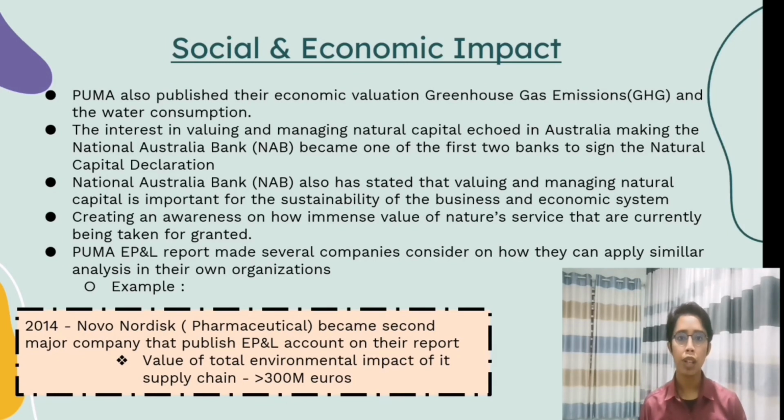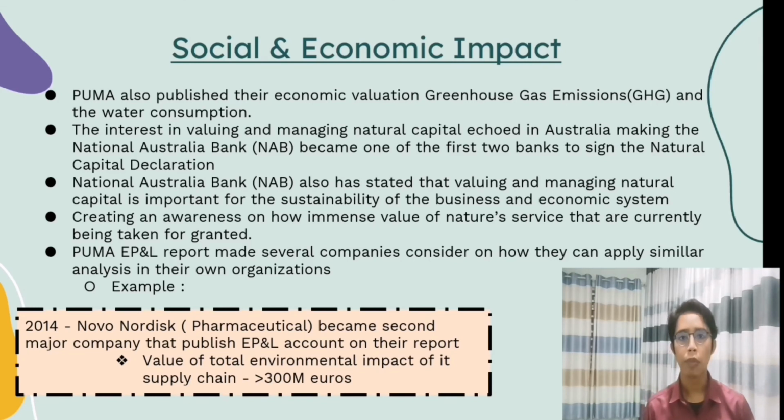When Puma published their environmental profit and loss account, from an economic perspective, they also published the economic valuation of the greenhouse gas emissions. Puma's report also had an impact in Australia. The National Australia Bank became much interested in valuing and managing natural capital, making them one of the first two banks to sign the Natural Capital Declaration. The bank has also stated that valuing and managing natural capital is important for the sustainability of the business and economic system. From a social perspective, we know that this kind of report creates awareness of the immense value of nature's services that are currently being taken for granted.